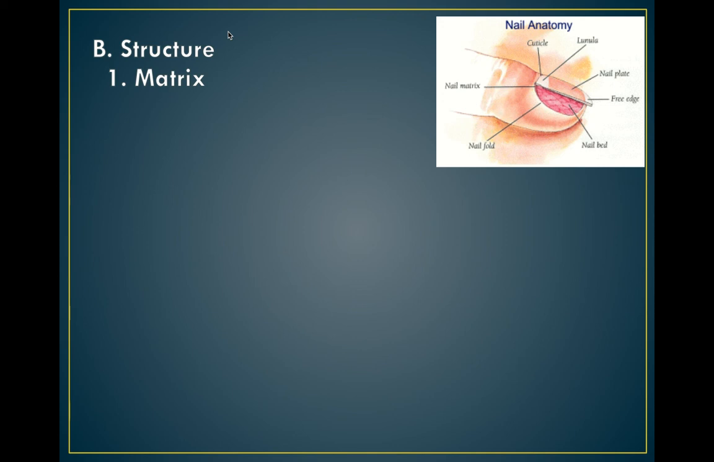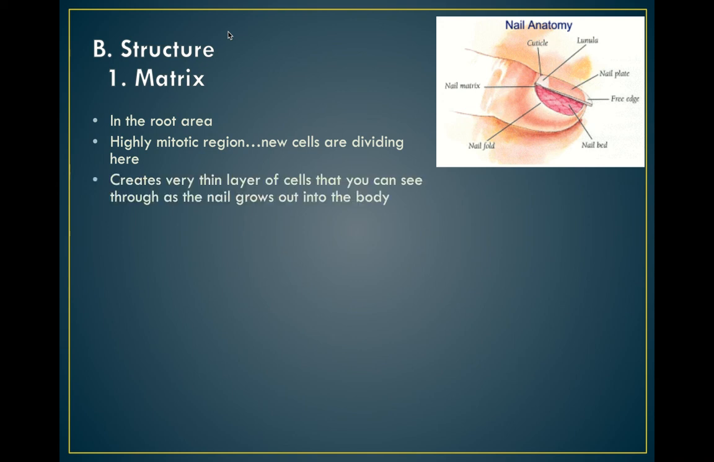So within those, let's talk matrix. The matrix is in the root area, and so it's embedded back in your skin. This is just like the matrix of the hair. This is the highly mitotic region where new cells are dividing, and where your nail is growing from. And the matrix traditionally creates a very thin layer of cells that grows out over the body and forms this thing called the nail plate, which you don't have to know, that's fine.